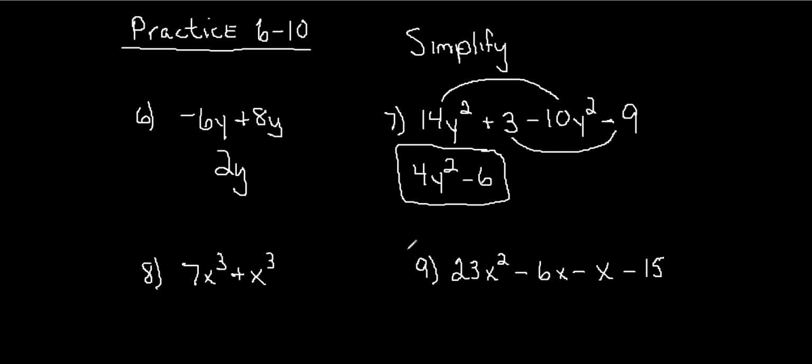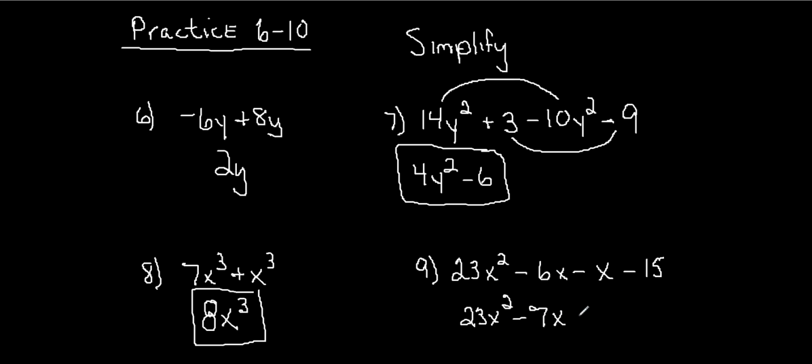We cannot combine unlike terms, remember that. 7x to the third plus 1x to the third is 8x to the third. Number 9, 23x squared. I don't have another one, so it's going to be part of my answer, 23x squared. I've got minus x, so that's going to be minus 7x, and then the minus 15. Simplified, cannot combine any other like terms.